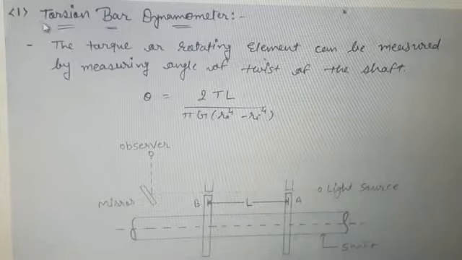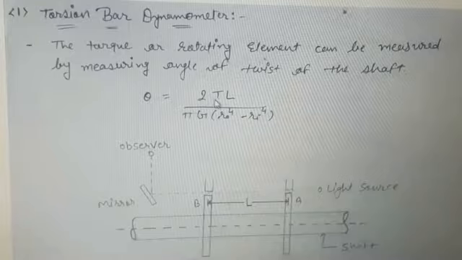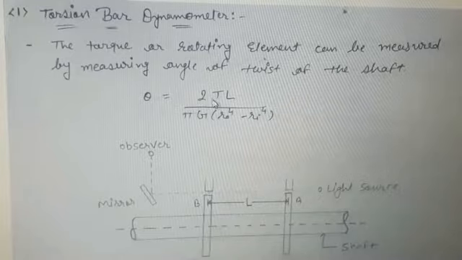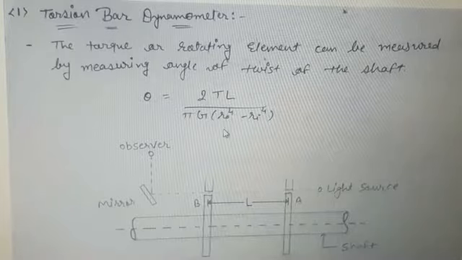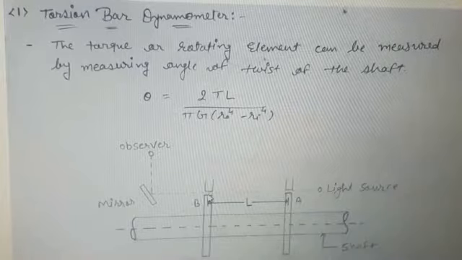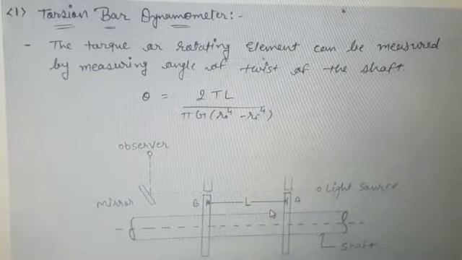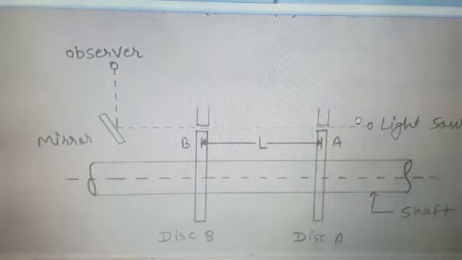So in the torsion bar dynamometer we have to find the value of torque. L is already given. G is also already given through the table. R0 and Ri are the radius of this disc, this disc B and this disc A. Let me zoom the figure. Now you can see the figure clearly.